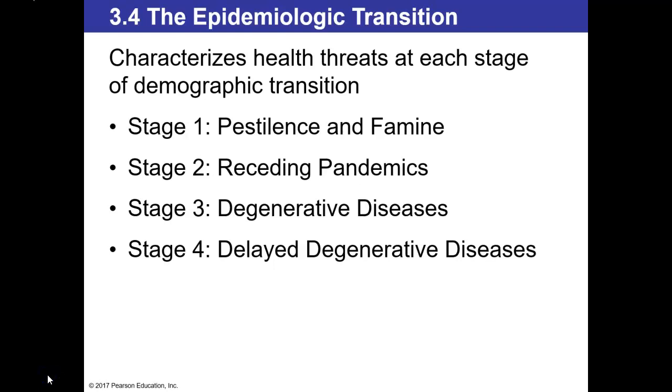Lastly, we have stage 4, and that is classified by delayed degenerative diseases. What that means is we're still going to see some of the same reasons for cause of death that we saw in stage 3. So we're still going to see cardiovascular disease or heart disease as a leading cause, as well as various forms of cancer. You're going to see that in stage 4, however, individuals are going to be living longer.